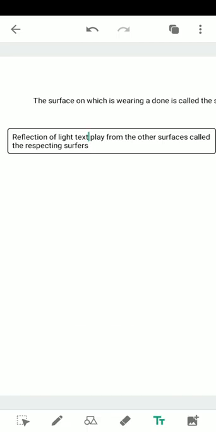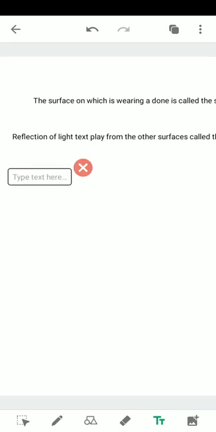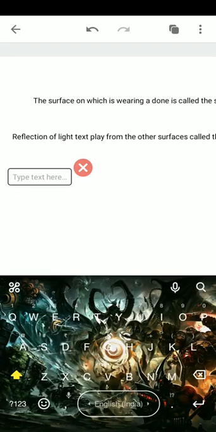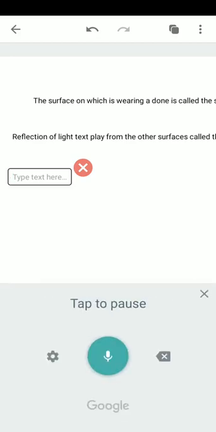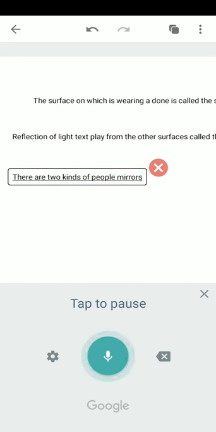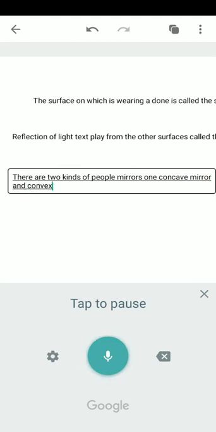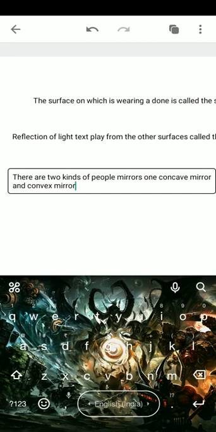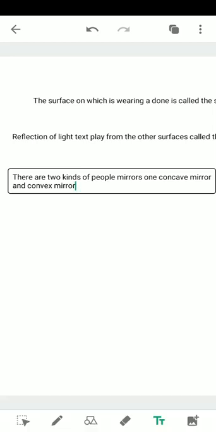So let me just bring in one more. The other definition is, there are two kinds of spherical mirrors: one, concave mirror, and convex mirror. So there are two kinds of spherical mirror, concave mirror and convex mirror.